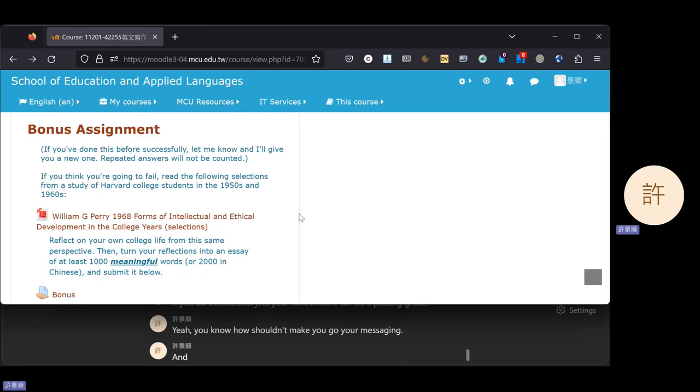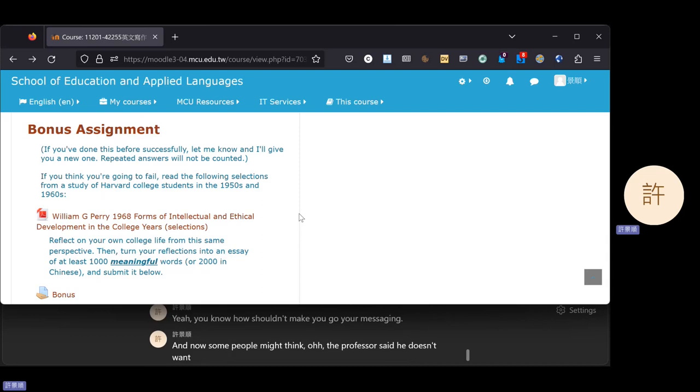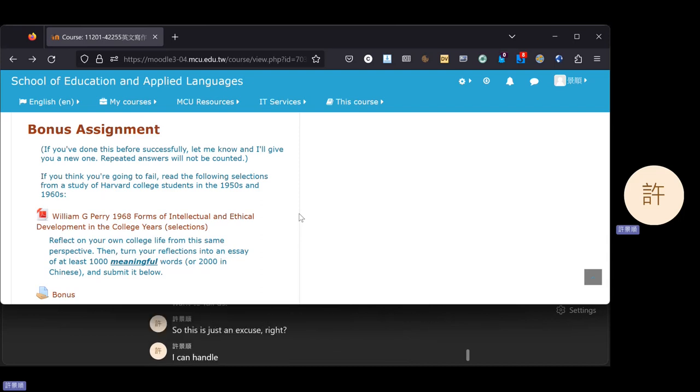只要写得好，就一定会及格，就免死金牌了。And now some people might think, oh, the professor said he doesn't want to fail us, so this is just an excuse. Right, I can hand in anything, and he can say, oh, this student works hard, I will let the student pass. No. This is here because if you work hard in this class, you will pass.